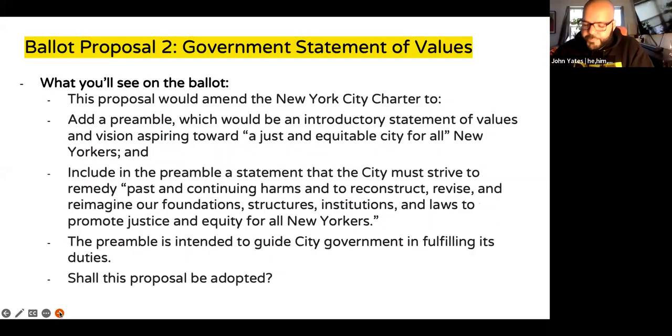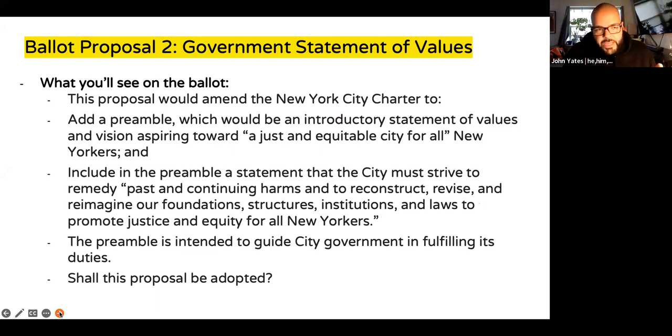All right, so to Jose's question and point, this is a proposal that doesn't have a budget. It's not really about budget, but more about values. What you see on the screen is literally the words that you'll see on your ballot.